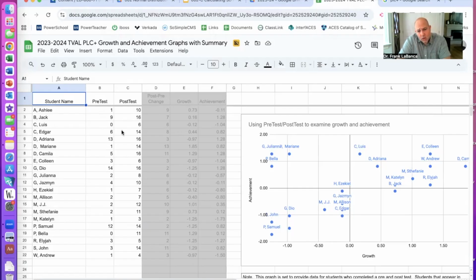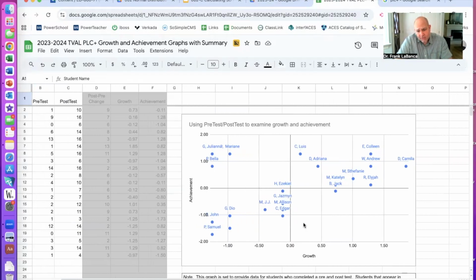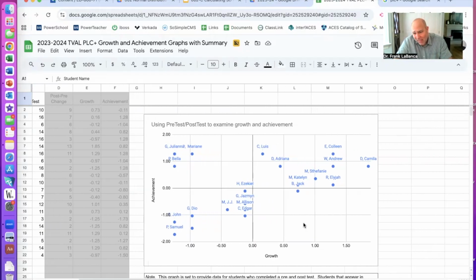And so what I did was I calculated growth and achievement by converting these scores to z-scores. And when I did it, I hid it because I use this with teachers. And so they didn't need to see the actual calculations. They just needed to know it happened so you could look at your data. And then what I did was I made this graph, and you can see this graph here. It plotted the z-scores. So it plotted achievement on the y, growth on the x, and then you saw the little dot, and then I had to put the student's name on it.